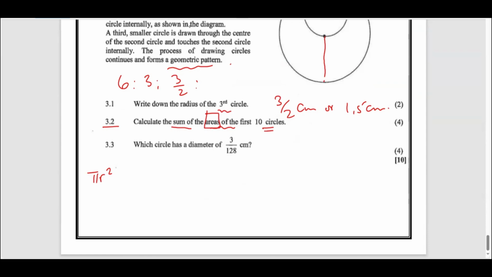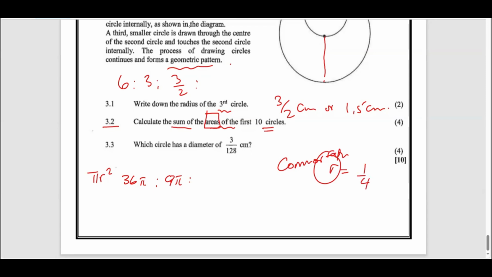So the first circle, I'll have 6 squared, which is 36 pi. With the second circle, I'll have 3 squared, which is going to be 9 pi, and so on and so forth. So it's still forming a geometric sequence. So my common ratio is 9 pi over 36 pi, I'll just say 9 over 36, which becomes a quarter.